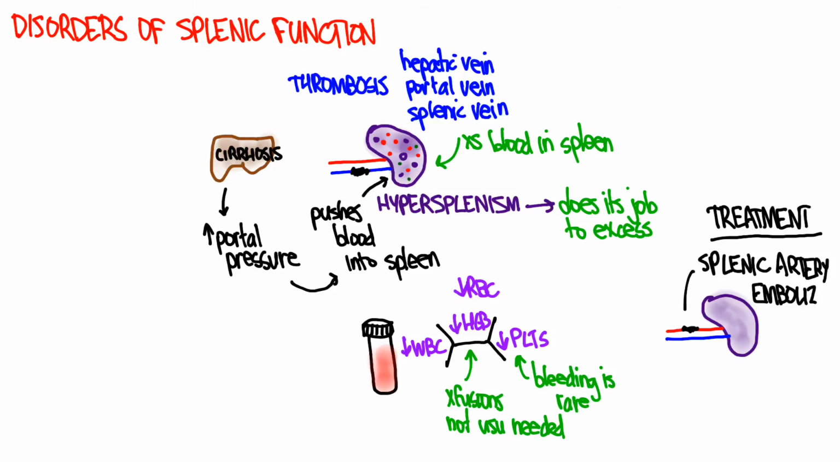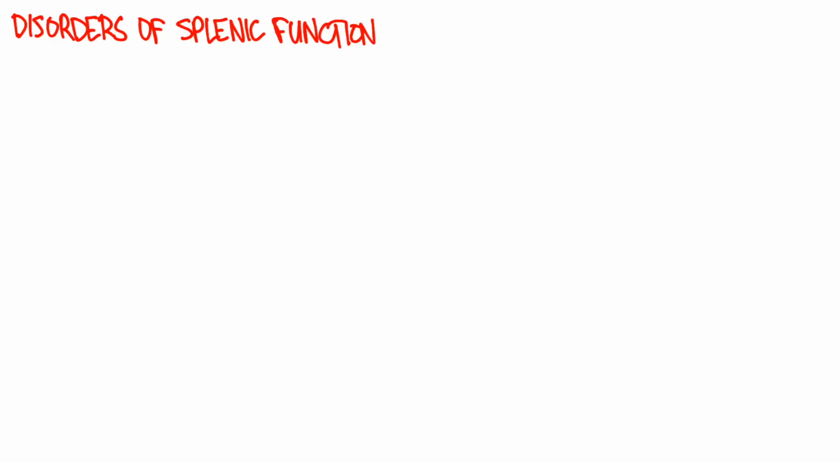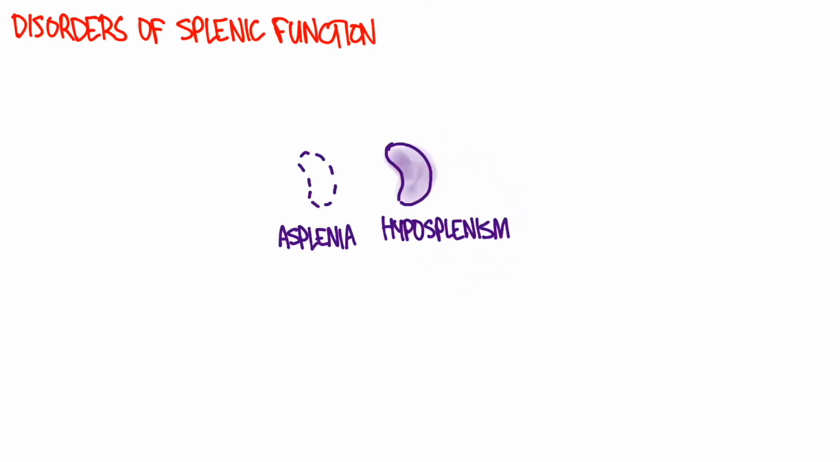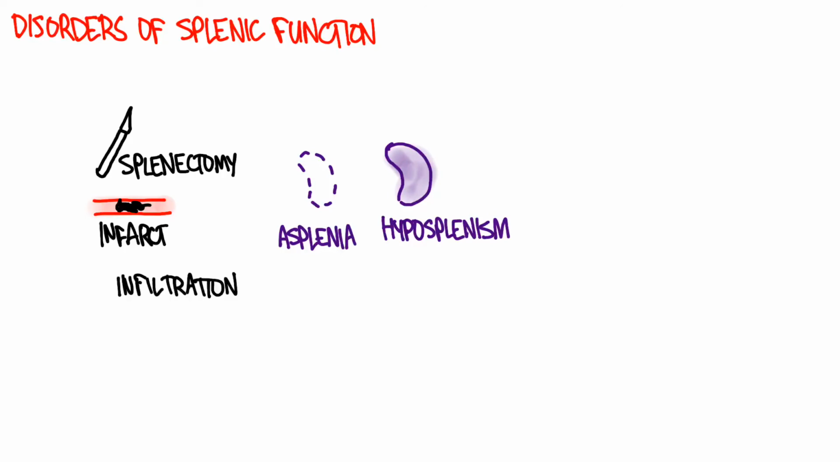So that's hypersplenism. Let's look at another disorder of splenic function, which is hyposplenism, which means the spleen isn't doing all that it should be doing, or to the other extreme, even asplenia, which is the spleen isn't doing anything at all. So asplenia can be caused by many things, including a splenectomy, an infarct that kills off the entire spleen, infiltration like we talked about with splenomegaly by amyloid, sarcoid, etc., congenital absence.